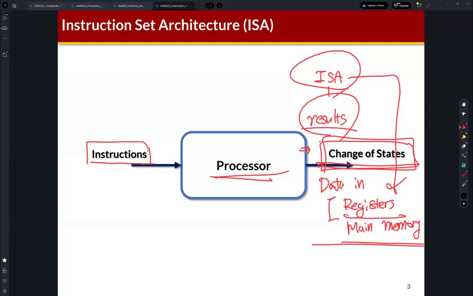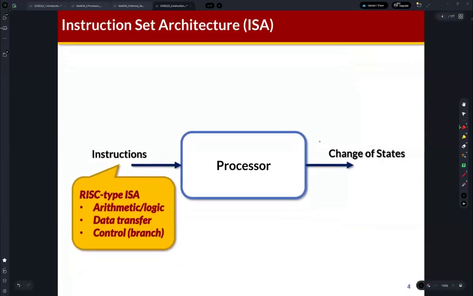A CPU executes instructions, and then the CPU creates the change of state, which is the result of the instruction. And these results are changes of data in registers and main memory. And that's it. The instruction set architecture just defines this input, the instruction, and the output, the result by a CPU.